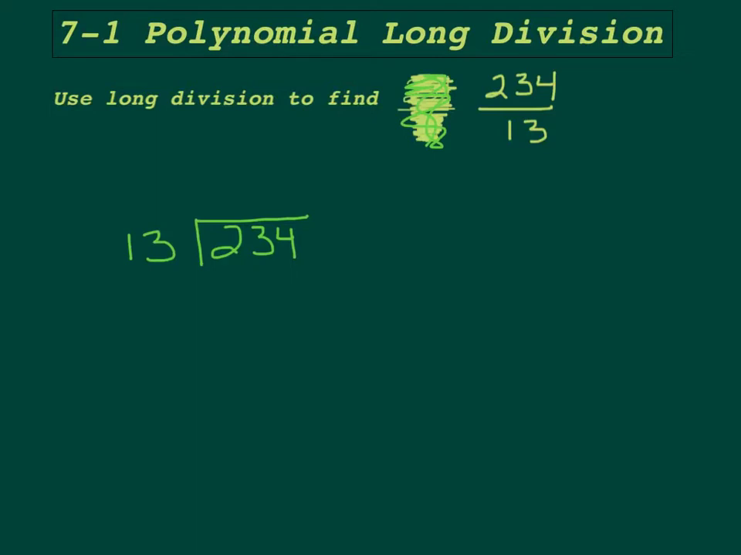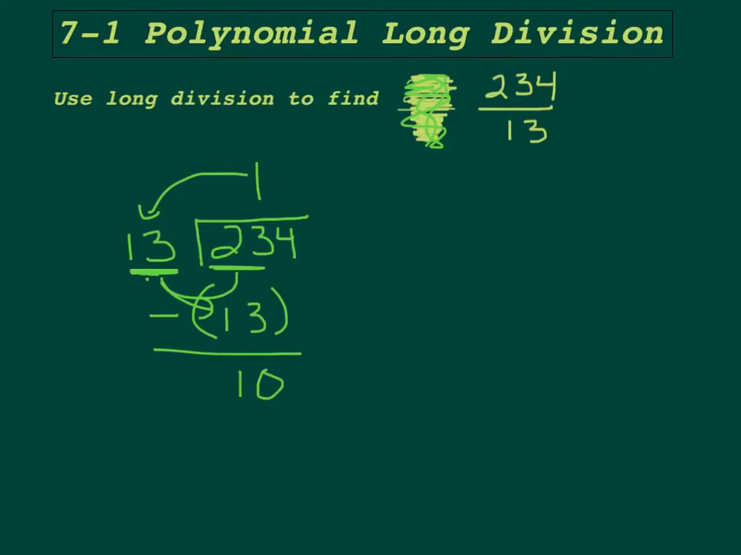And then you think, 13 goes into 23 how many times? It goes in there one time. So you put a 1 up here. And then you multiply. 1 times 13 is 13, and you write it underneath there. And then you subtract. Remember, you subtract. 23 minus 13 is 10.